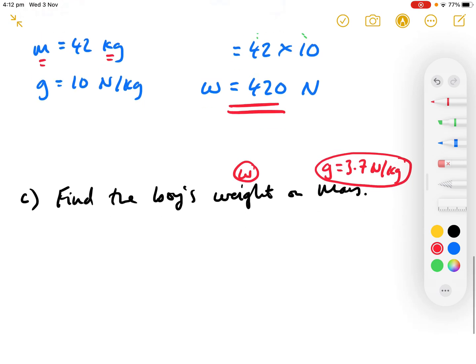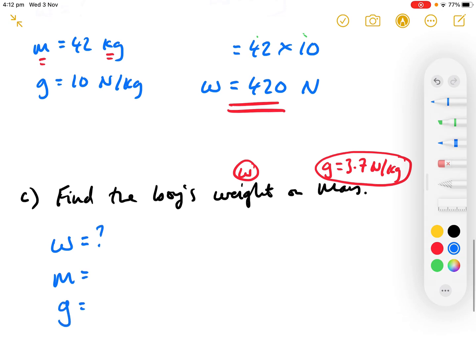So we're going to be using that. And we already know his mass is 42 kilograms from above. So we list our variables again, W, M, and G. Well, we're trying to find his weight on Mars, so that's our unknown. Now the mass is unchanged, it's always 42 kilograms, no matter where he goes in the universe.